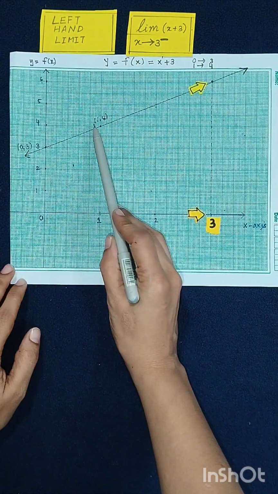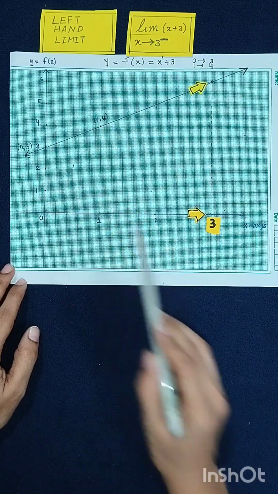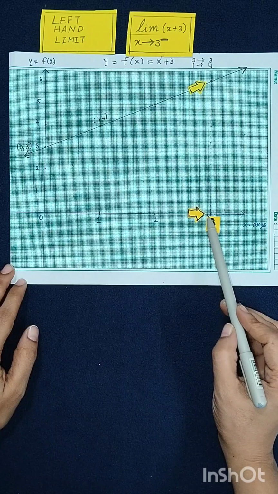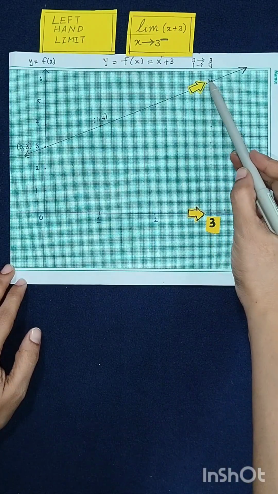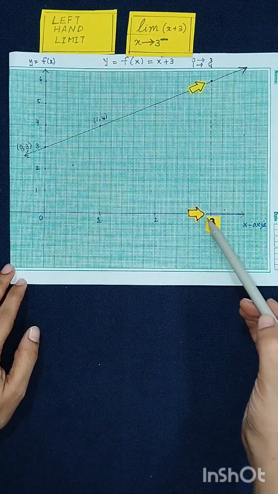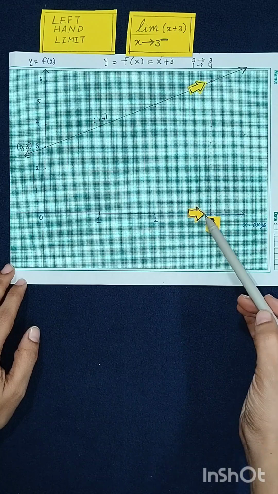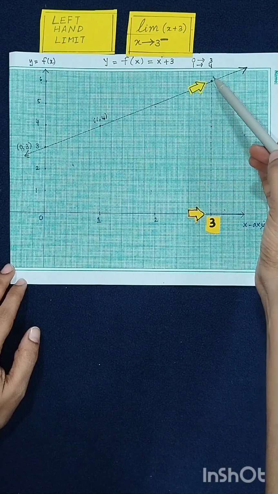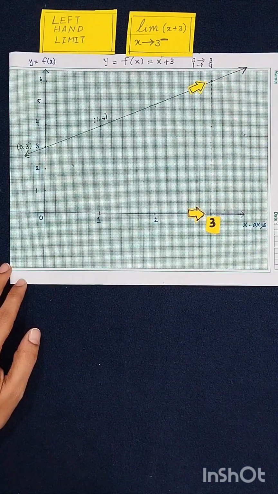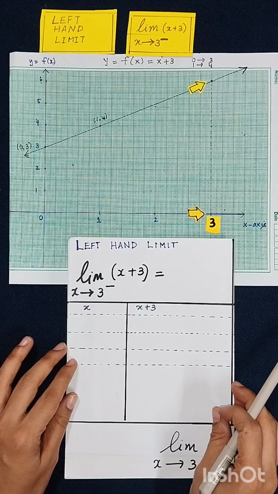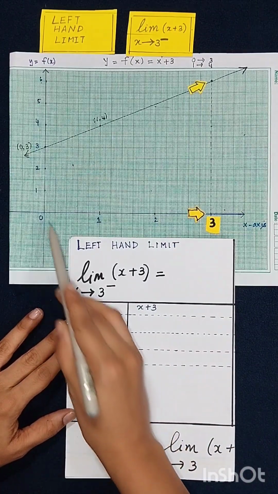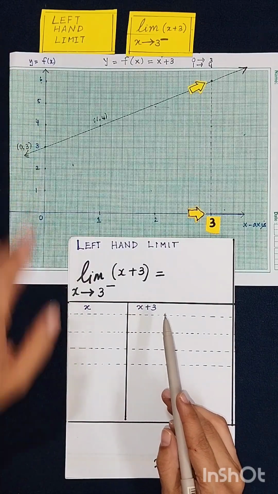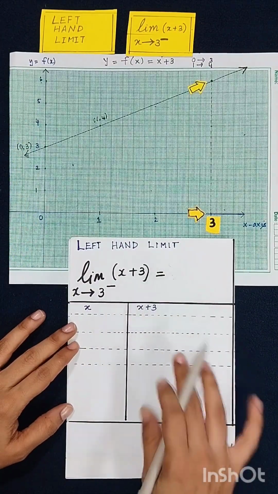So when I gave input 1, I got 4. What if I give 2.9? What will be the output? If I give 2.99, what will be the output? We are going to see the numbers that are very close to 3, and we will check what output values we get. Here is the table, with the input x from the x-axis and the output x plus 3 from the y-axis.